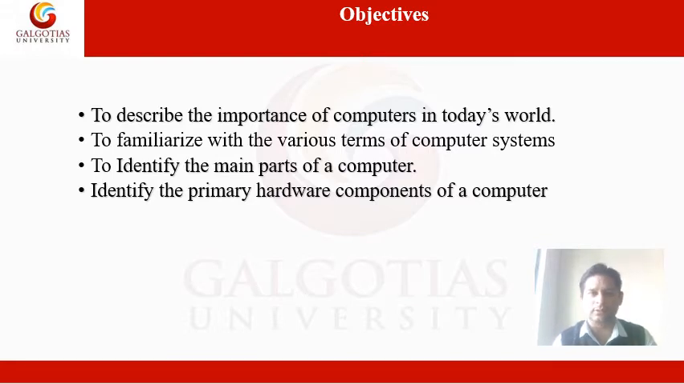So in this session, I will describe to you what is the role of computer systems and what are the areas in which computer systems are used. Also, I will tell you about various terms related to the computer systems, and then we will see what are the various parts in any computer system: hardware, software, input devices, all the devices we will discuss in brief. And then you will be able to identify various hardware components of a computer system.